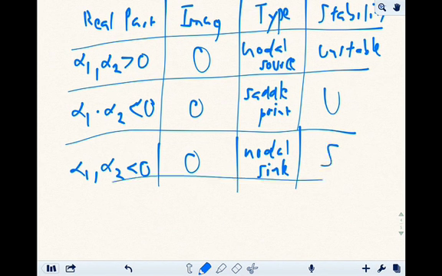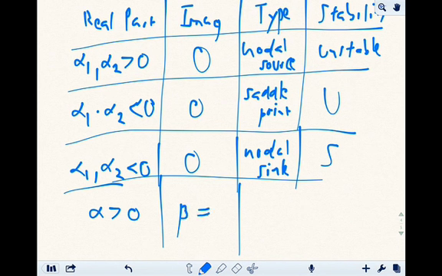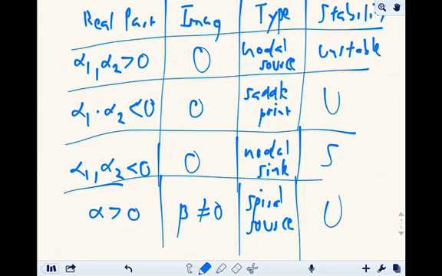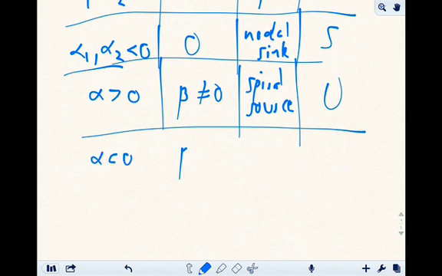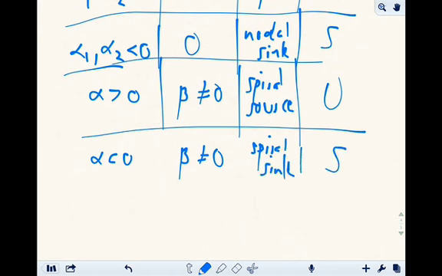And then we started looking at ones that had non-zero imaginary parts, where the real part, there's only one real part in that case, was greater than 0. The imaginary part, beta, was non-zero, doesn't matter the sign. This was a spiral source. It is unstable because of those alphas. We'll switch the sign of alpha, less than 0. Beta again not equal to 0. This is a spiral sink. Stable. Everything's going to decay back to that critical point.